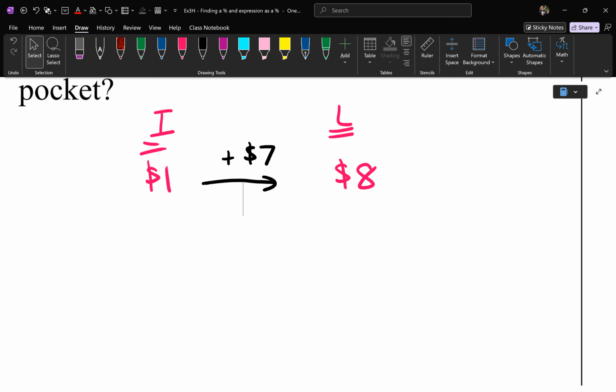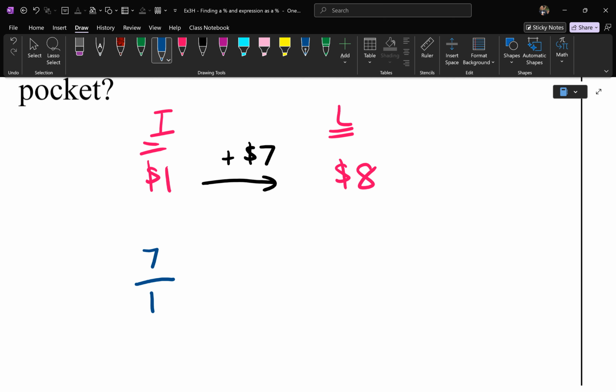I gave you an extra $7. So out of $1, which is what you started off with, I gave you 7. Can you see that? This is where the change, we've got to work out. It's 7, what you gain or lose out of what you started off with. So $7 out of every dollar that you began with.